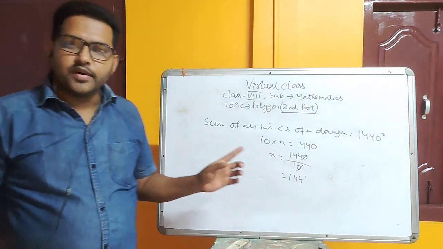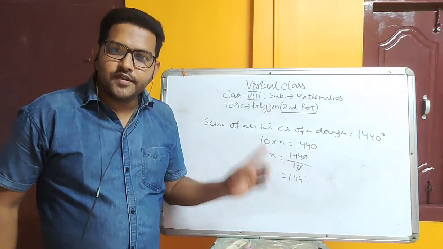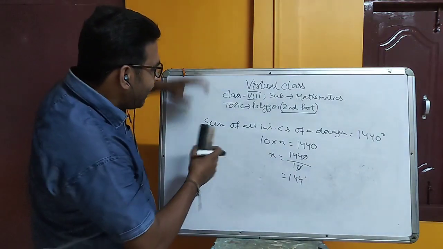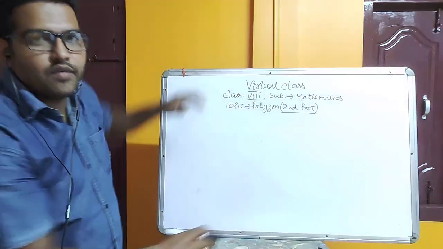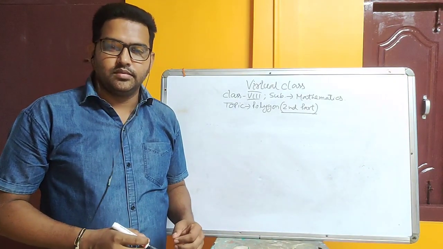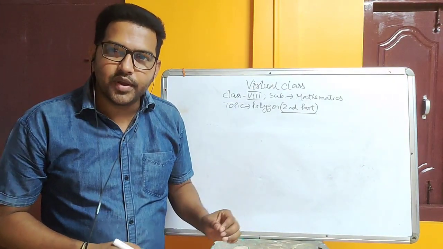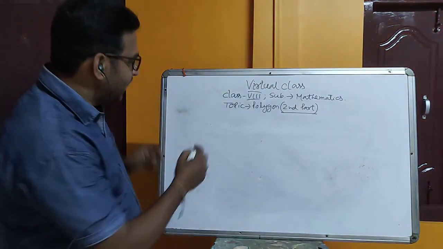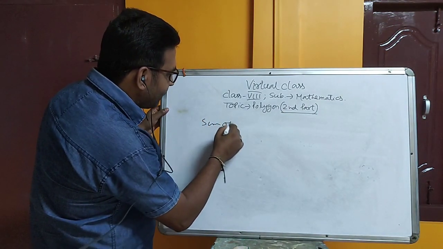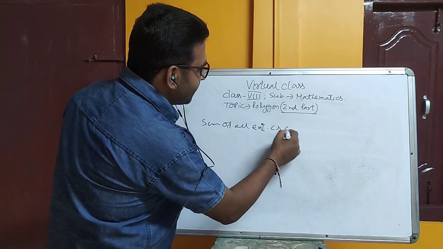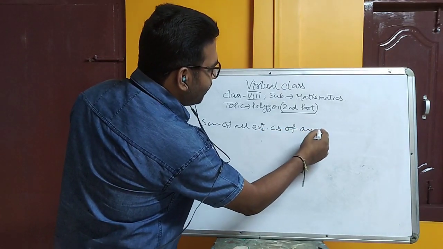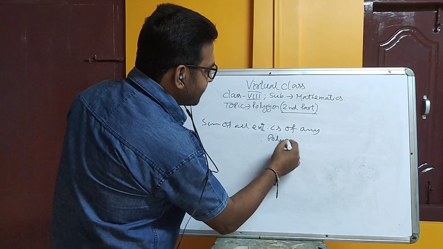Now we are moving towards our next point, which is to find the sum of all exterior angles of a polygon. Sum of all exterior angles of a polygon. The sum of all exterior angles of any polygon is fixed.